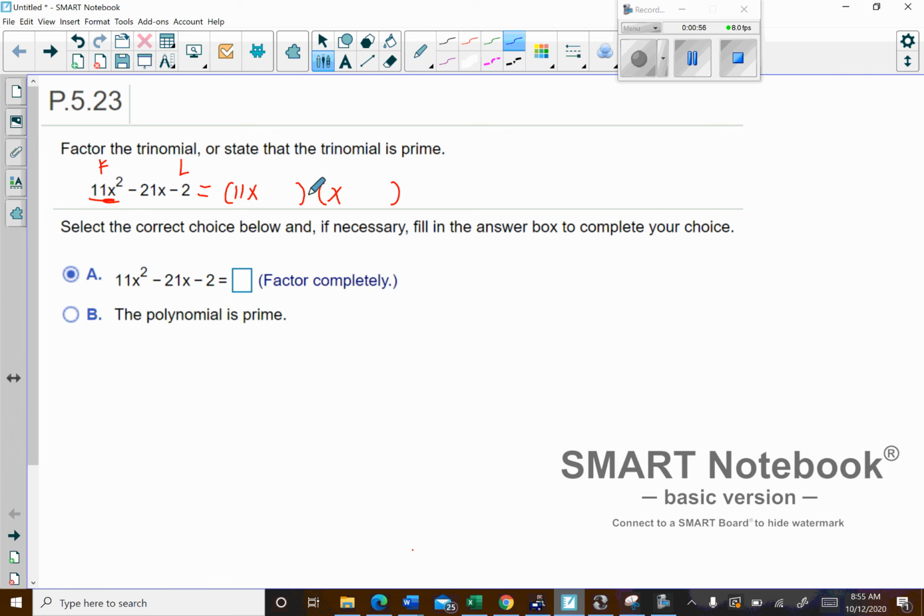You've got to figure out a way to multiply to get -2, but then the outer and inner have to add up to -21. And so it looks like the -2 would go here and the +1 would go here. And that's going to be the answer right there. If you were to look at the inner, you'd get 1x and -22x, which gives you the -21 in the middle. Okay, so that's guess and check.